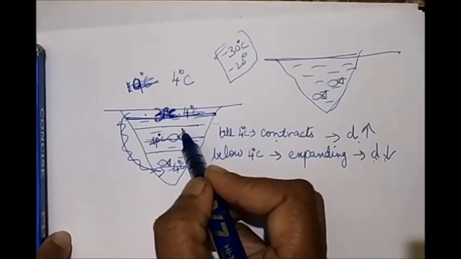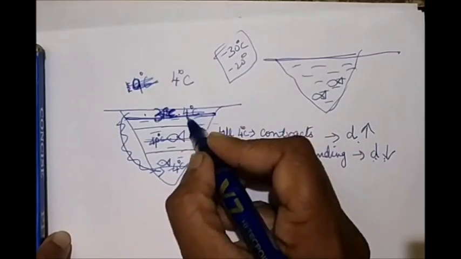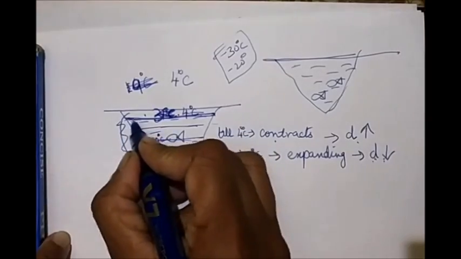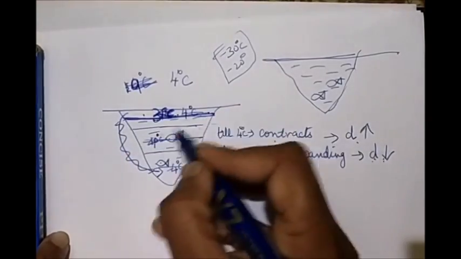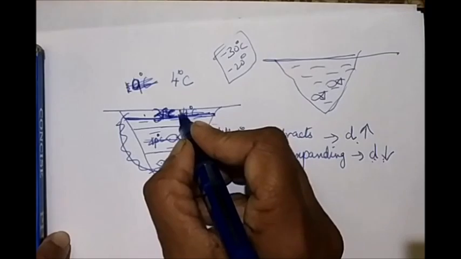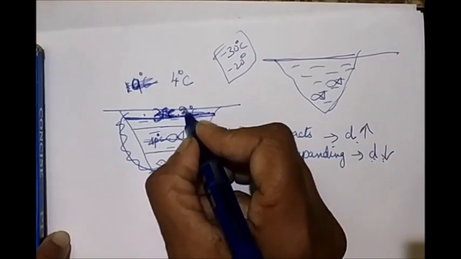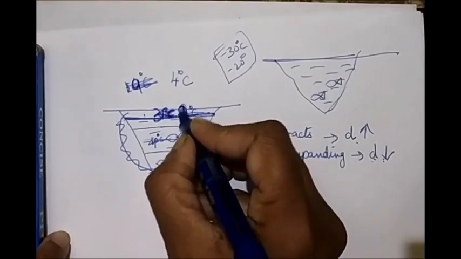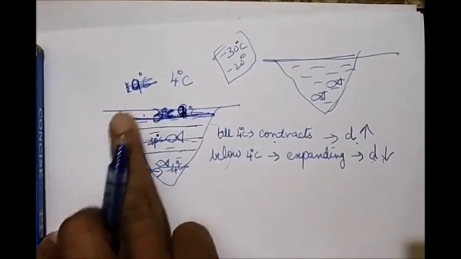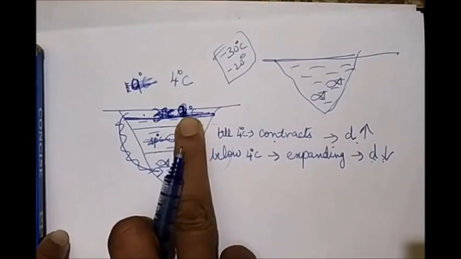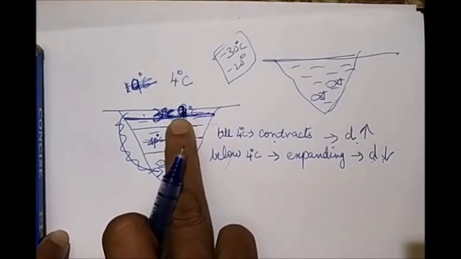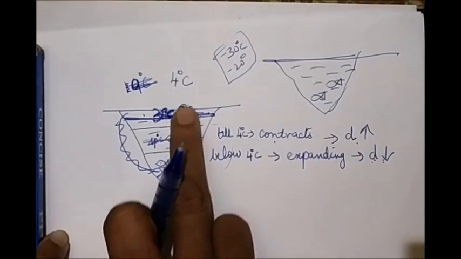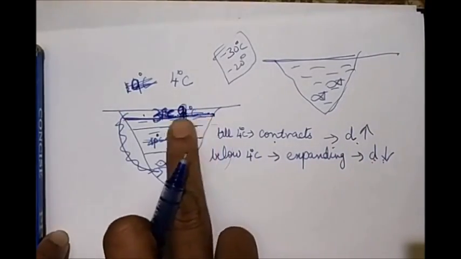So what happens? The layer below will remain at 4 degrees Celsius. So no more convection current is formed. Now this layer might go from 3 to 2, then 2 to 1, and to 0. Like that it will go down, but no more convection current will be happening, because from 4 to 0 its density would have decreased, so it will remain at the top, only its temperature will keep going down. So the top layer will now reach 0.